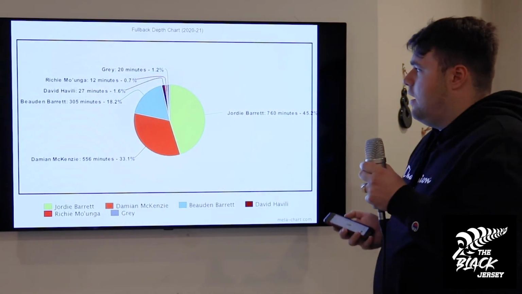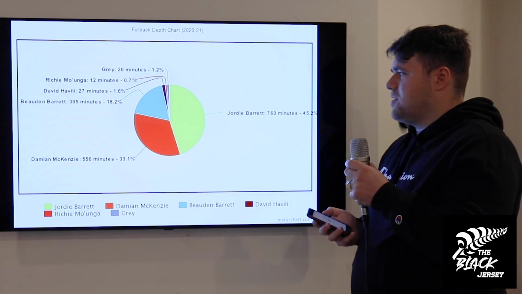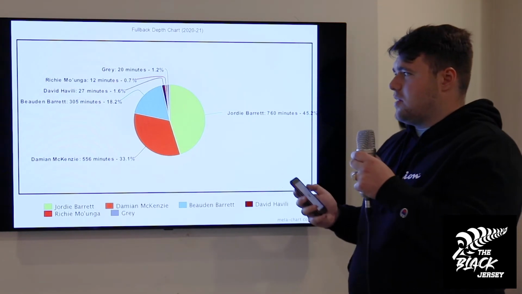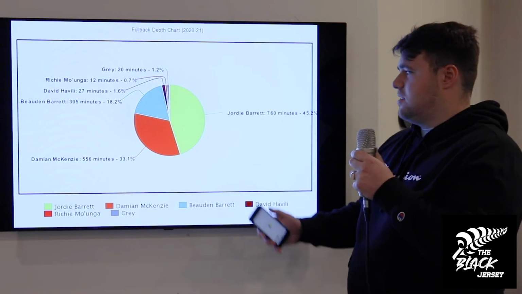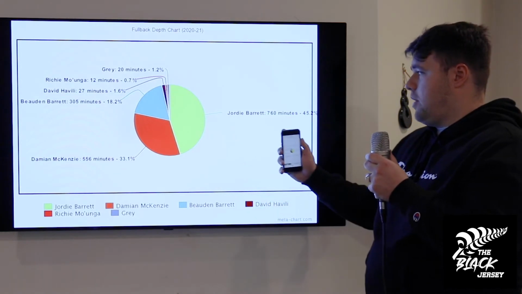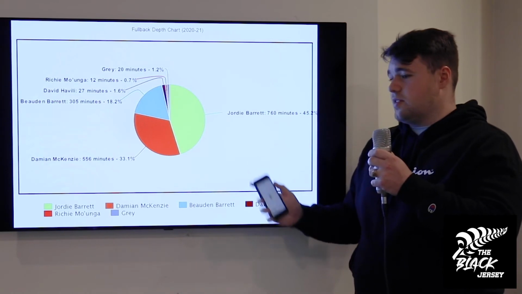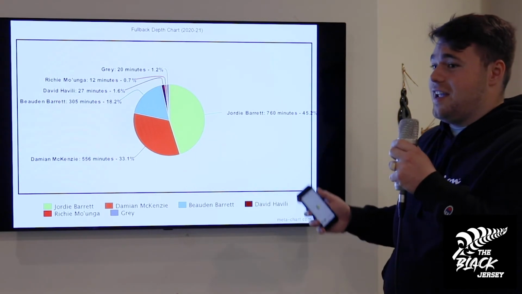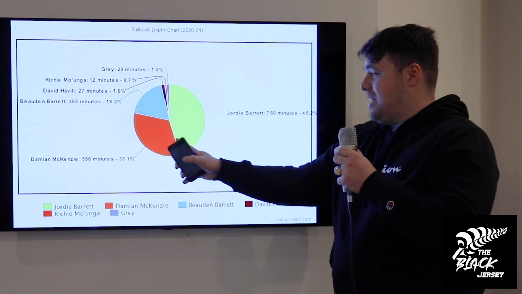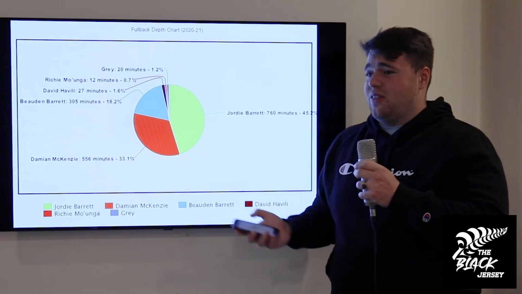Now to fullback. Fullback looks possibly as good as you're going to get with only three players. If a fourth choice player comes in, it's going to look pretty much spot on. Jordie Barrett's the leading player at fullback with 760 minutes. He was obviously the best All Black of this year, so I don't see anything changing there. Damian McKenzie, I'm worried about that though.